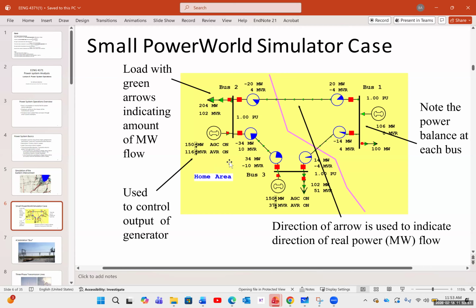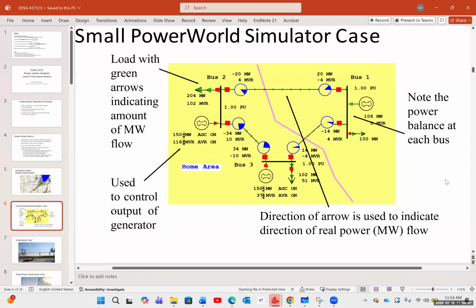So you can see that with each generator, we have the ability to control the output of the generator as well. The direction of arrows is used to indicate the direction of the real power flow. And as we know, real power is measured by megawatts. And you can note that we have power balance at each bus. So you can see the amount of power that is going in and coming out is going to be equal.